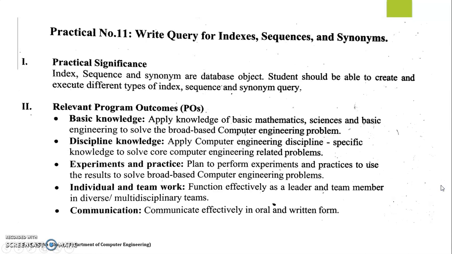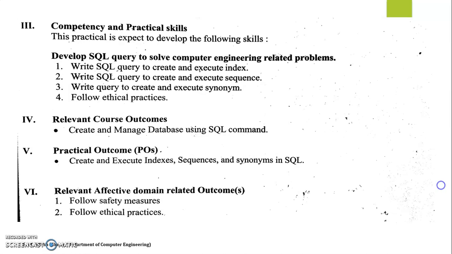The practical number 11 is about writing a query for indexes, sequences and synonyms. The practical significance: index, sequence and synonyms are database objects. Students should be able to create and execute different types of indexes, sequence and synonyms queries. Relevant program outcomes achieved in this experiment are basic knowledge, discipline knowledge, experiments and practice, individual and teamwork, and communication.